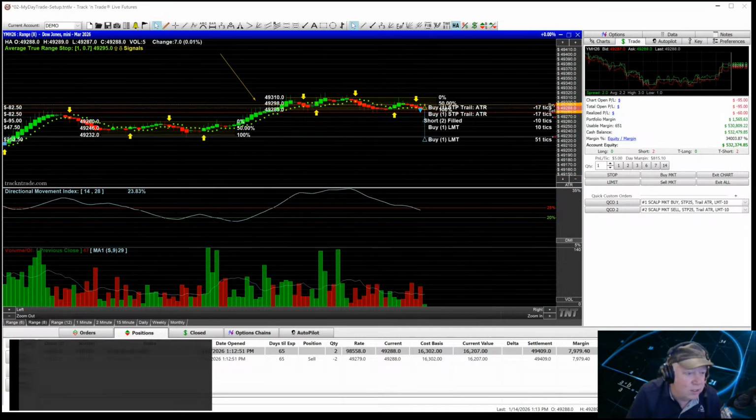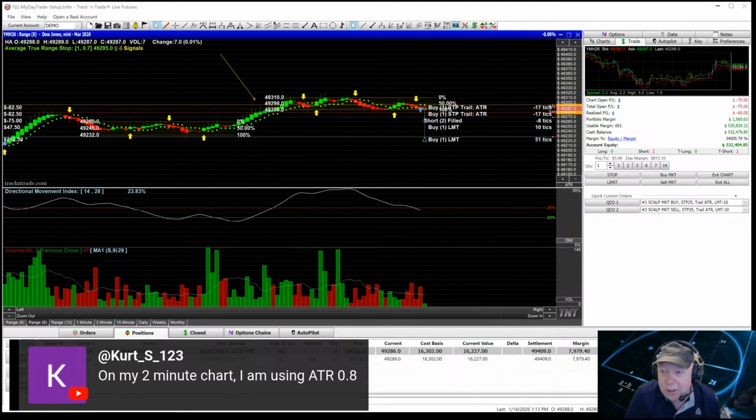So Kirk says he's trading along with us. He's using the 2-minute chart. And sometimes we trade on the 2-minute chart. Kirk knows that. So he's using the 2-minute chart right now, and he's got an ATR on 8. Are you on the Dow? Are you trading the Dow, Kirk?